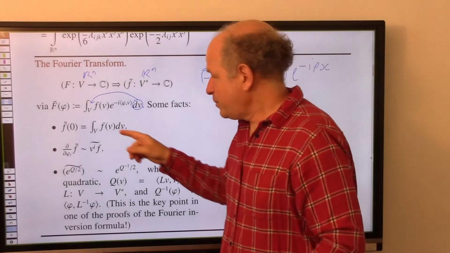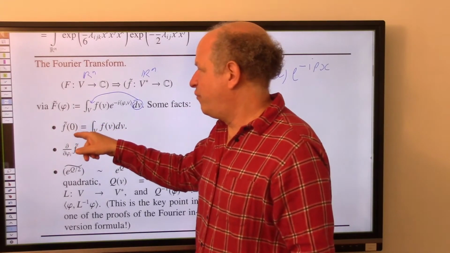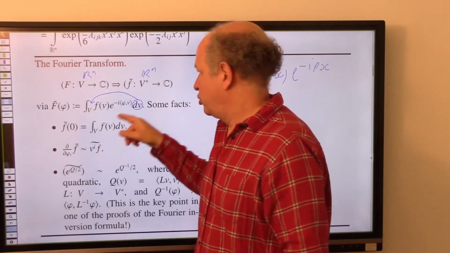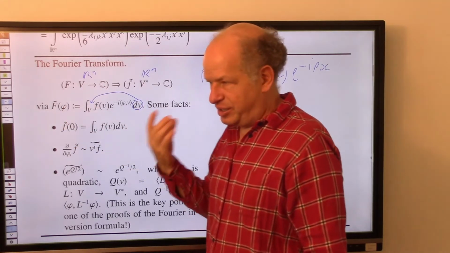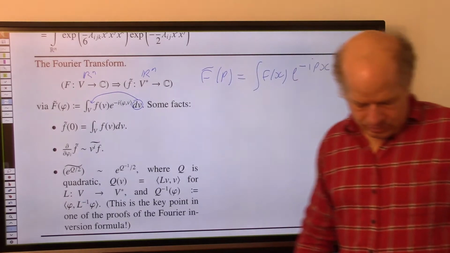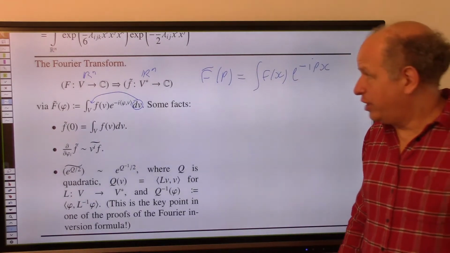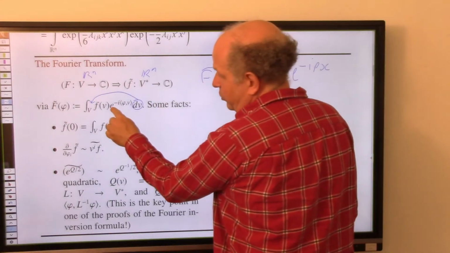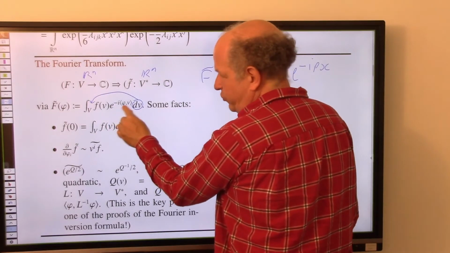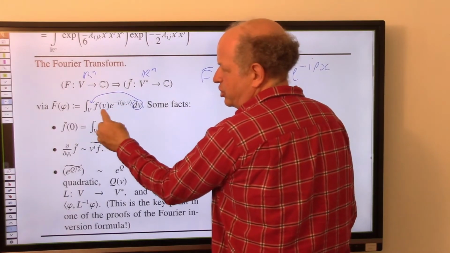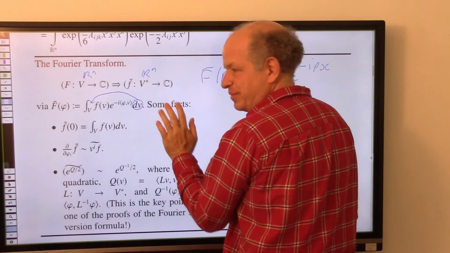The Fourier transform evaluated at 0, well, then here you get the exponential of 0, so it's 1, so you just get the integral of f of v.